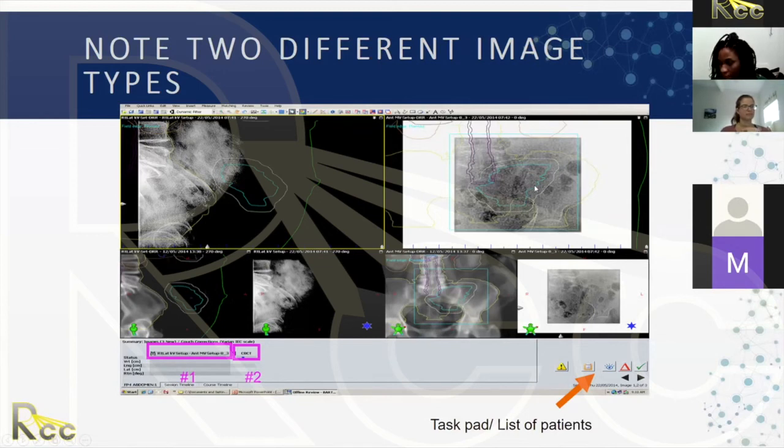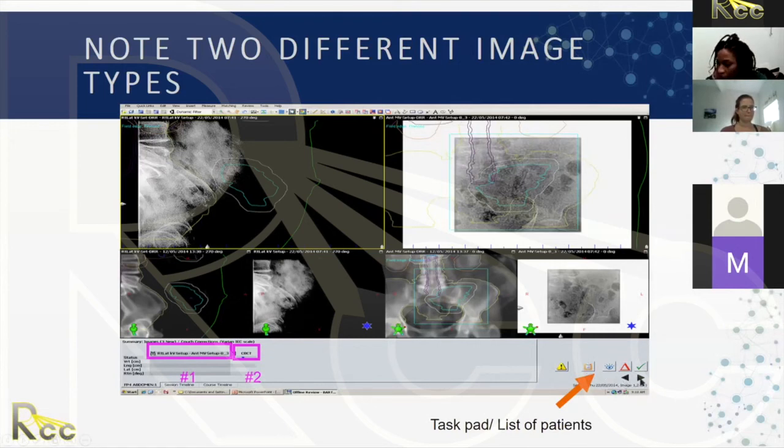So this looks like something that would be acceptable for treatment. There are some buttons down here that are important, and I will talk about them in the next slide. So this particular button is a task pad. It's a list of all those patients that you have selected. So if for some reason you want to go in and select a different patient, you can click that button and it will pull up the task pad and you can go to the next patient.